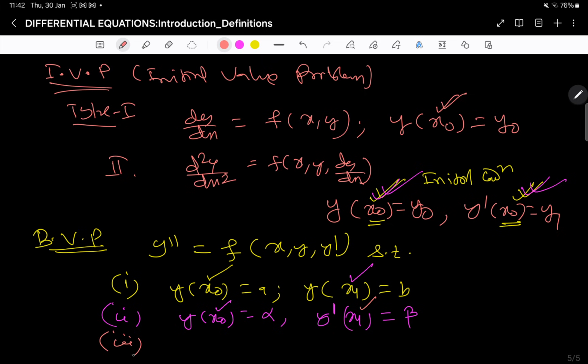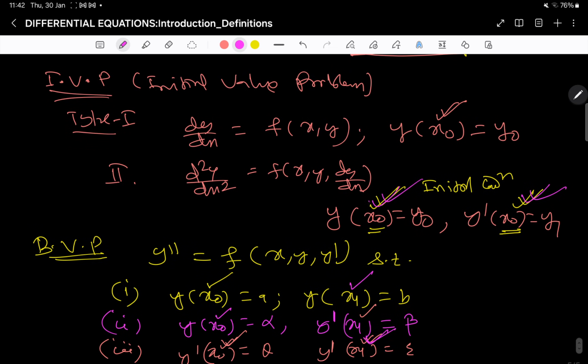Now coming to the third one, it is y'(x0) = theta and y'(x1) = zeta. In each case we have to see that these conditions are different. This is the comparison between the IVP and BVP. In IVP, the values of the independent variable are the same. In BVP, the values of the independent variable are different. One is for the initial and the other one is for the boundary.